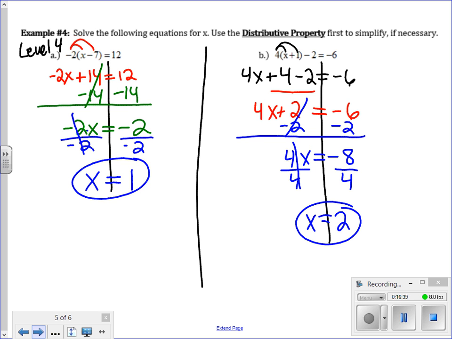All right, now you're going to go back to Canvas. Look at the example 4 or level 4 practice problems. They're all going to have distributing and combining like terms while you solve for x. Go ahead and hit pause now.